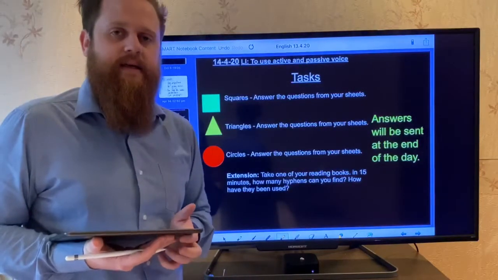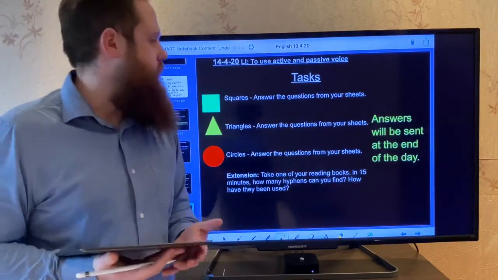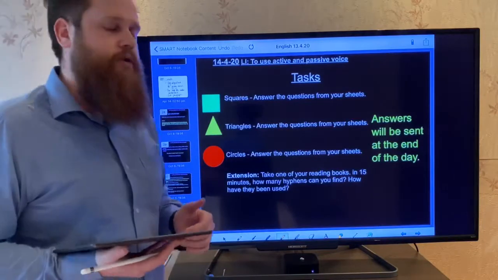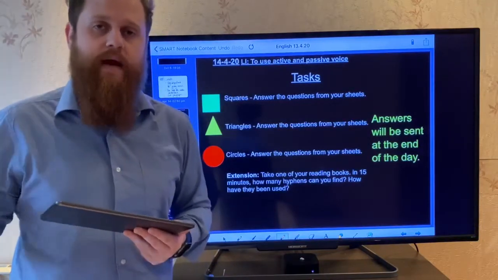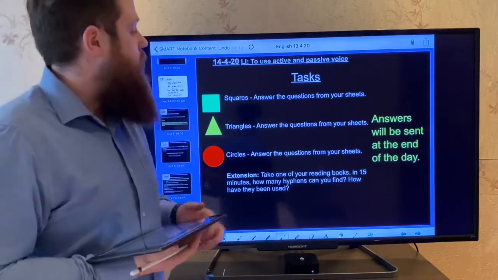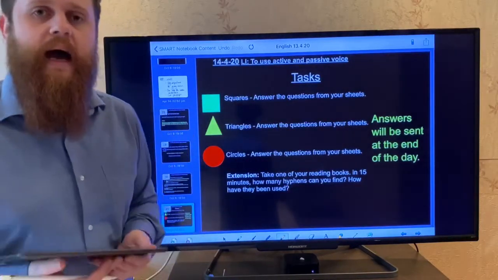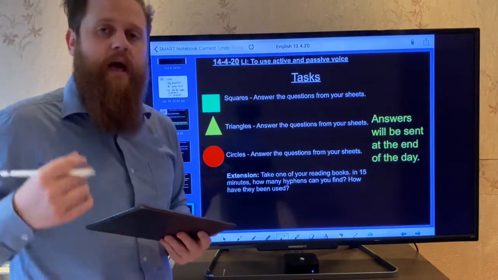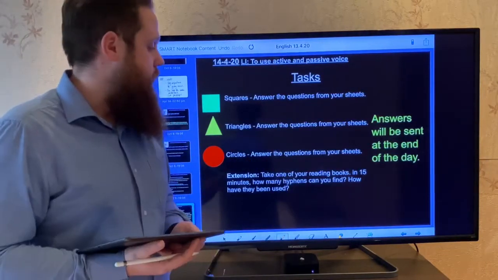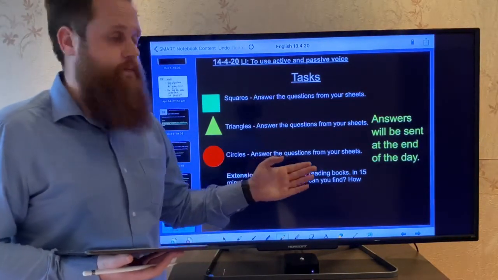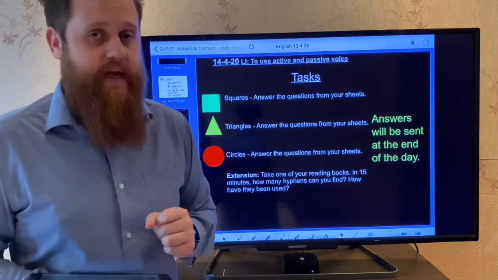Now, your task is to make sure you can consolidate this knowledge. So, squares, triangles, circles, your sheets have been emailed to your parents. They are also on Google Drive. I would like you to answer the questions about these hyphens. And of course, when I phone you very shortly, we'll be talking a little bit more about them. So, answer the questions. Answers will be sent at the end of the day as usual.